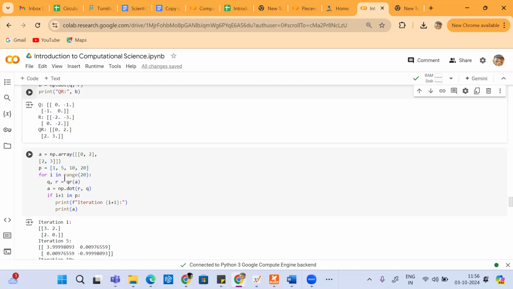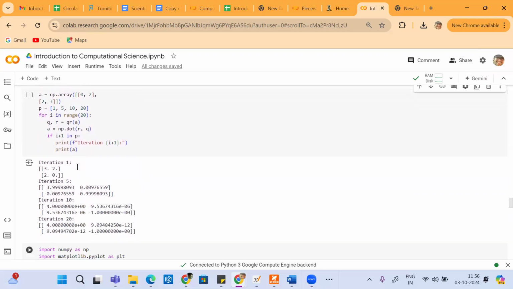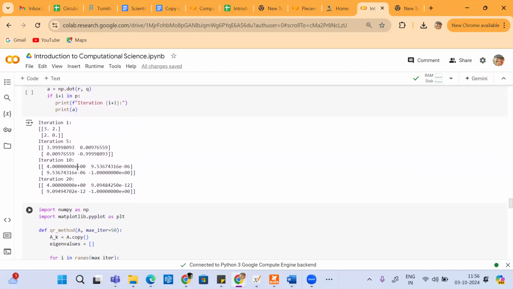So here also, instead of printing all the matrices from 1 to 20, I am printing the matrices at some intervals: A1, the 5th iteration, the 10th iteration, to see how things are going. And I'm printing it. So here you can see it. What can you observe from this? Can you tell me? Observe the numbers, the data points here, and tell me what you observe.